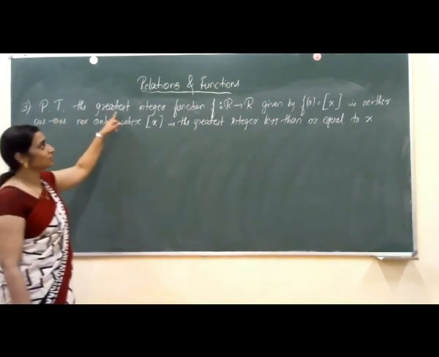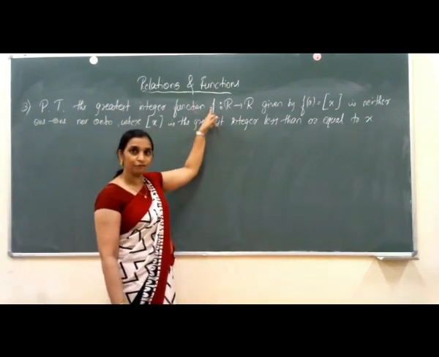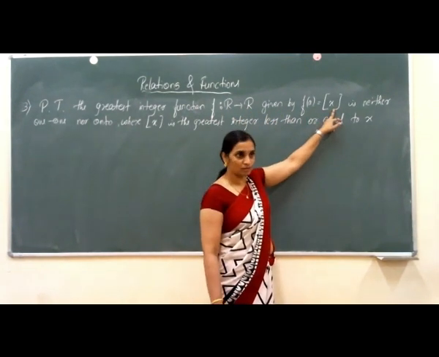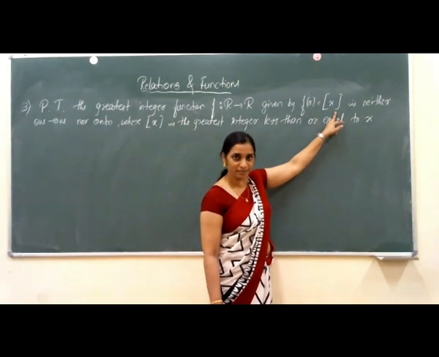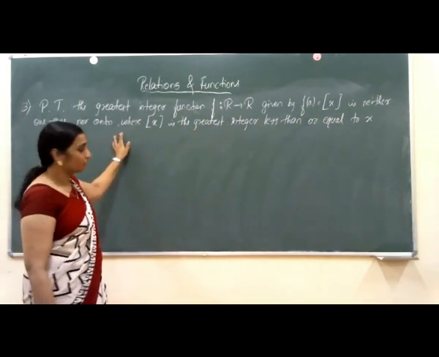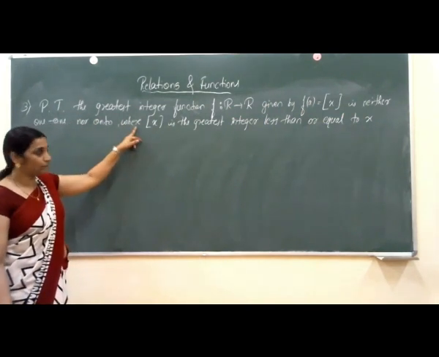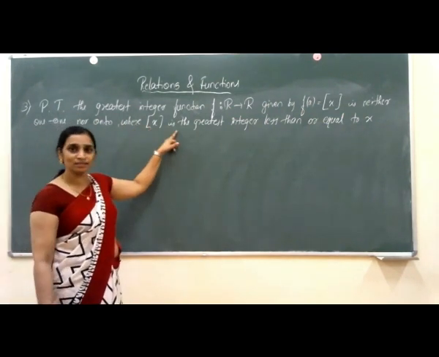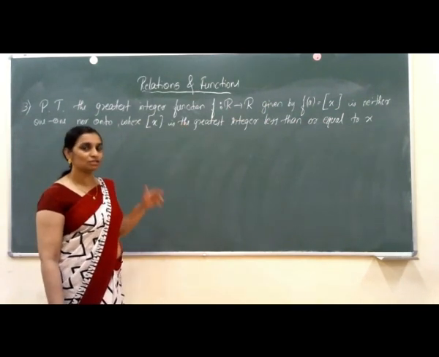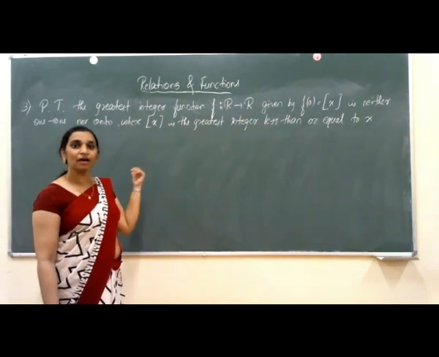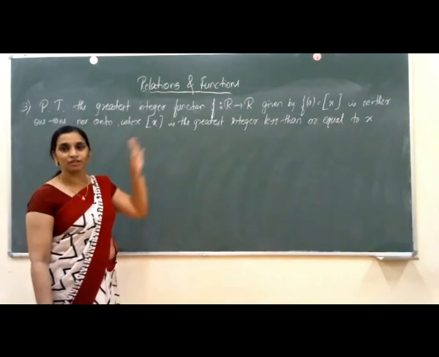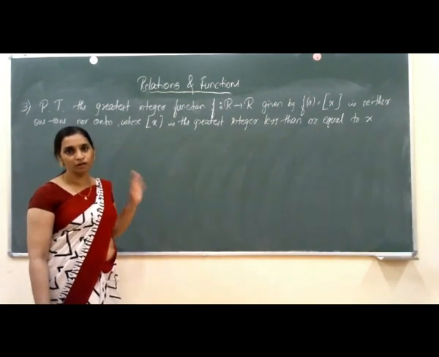Prove that the greatest integer function f from R to R given by f of x is equal to box x, that is nothing but the representation of the greatest integer function, is neither 1-1 nor onto, where box x is the greatest integer less than or equal to x. Already we have discussed what the greatest integer function is and how to find the greatest integer of a given real number. Now we have to prove the function is neither 1-1 nor onto.